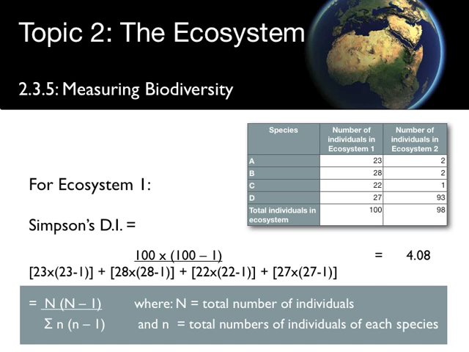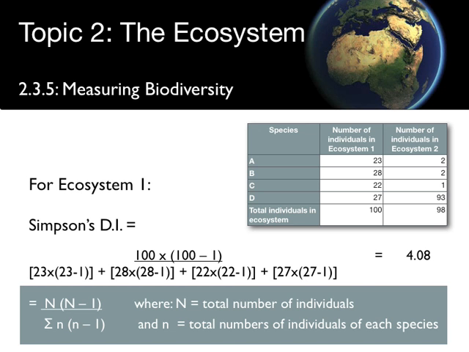So 23 times 23 minus 1, plus 28 times 28 minus 1, plus 22 times 22 minus 1, plus 27 times 27 minus 1. Okay, that gives us a Simpson's diversity index of 4.08.